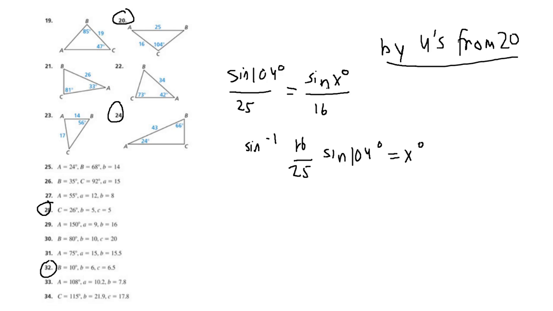I will use my phone to find the sine of this angle. So you will have 0.64 times the sine of 104. I think this is in degrees. Degrees. Okay, I need to be in degrees. So 16 divided by 25 multiplied by sine of 104 is equal to 0.62, and then I want to find the inverse sine of that. I don't know how I'm supposed to do that.